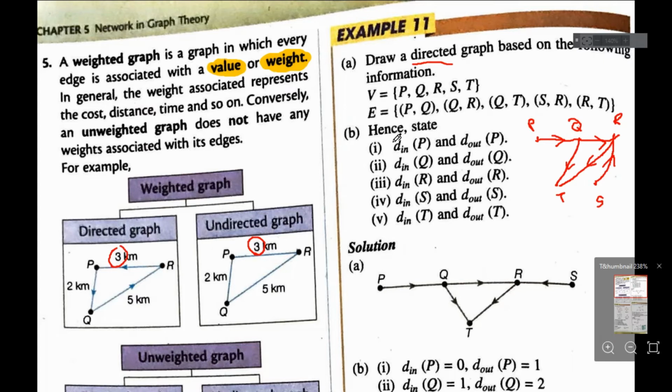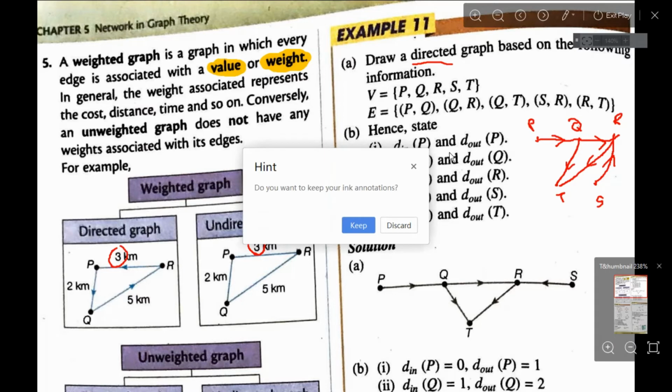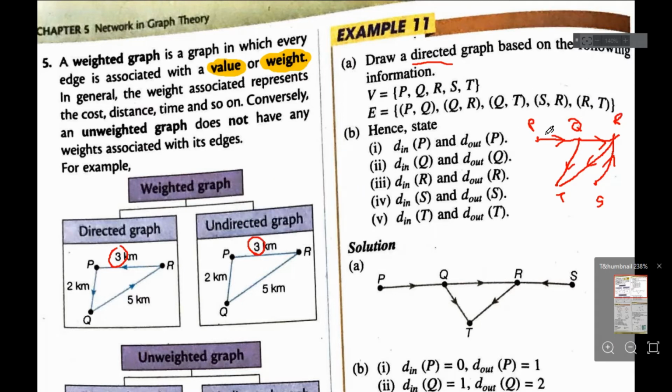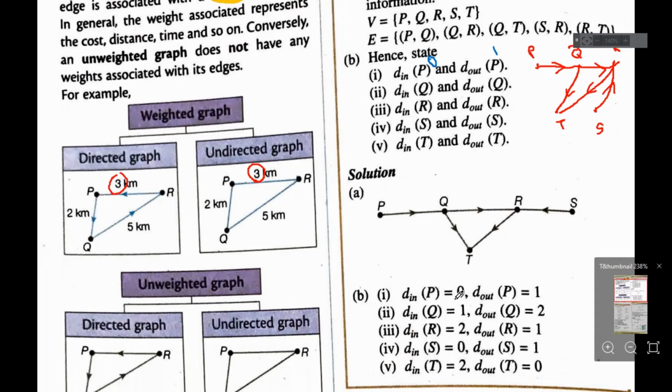Next, state the in degree and out degree of P. Okay, so in degree of P, how many lines come into P? Berapa garisan masuk ke dalam P? For this one, in degree equals 0 because no lines come into P. Then out degree of P, how many lines come out from P? Berapa garisan keluar daripada P? Hanya 1. So equals 1. Okay, you write like this. In degree of P equals 0. Out degree of P equals 1.